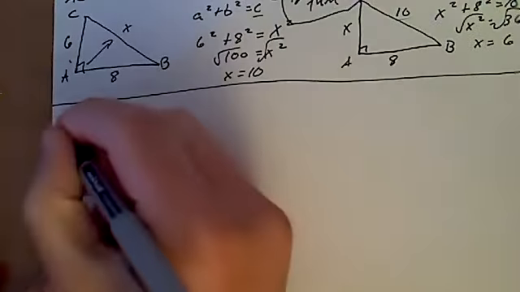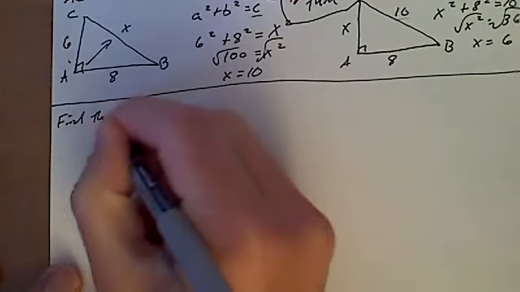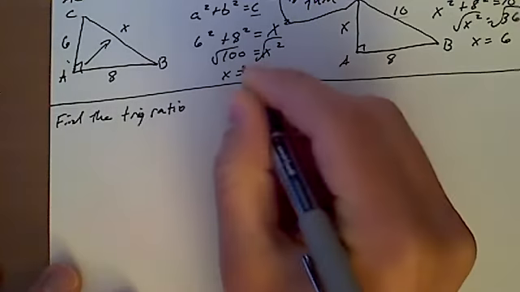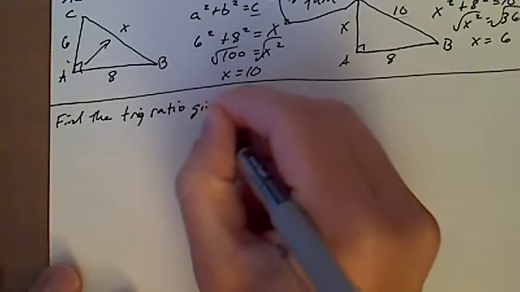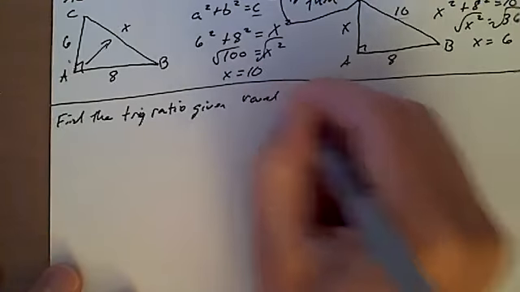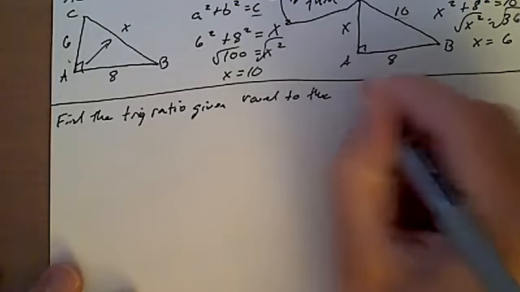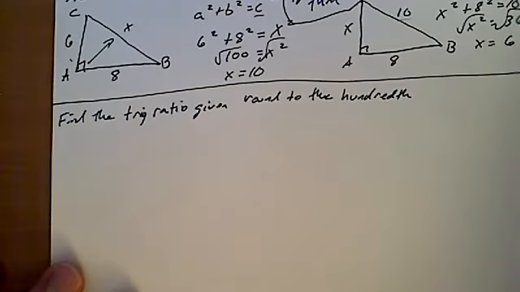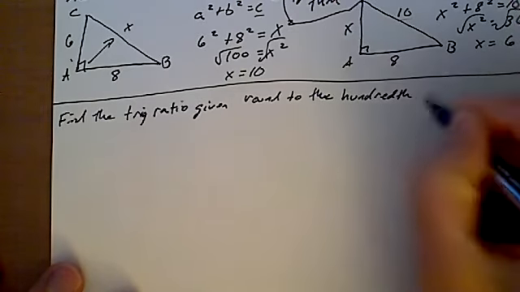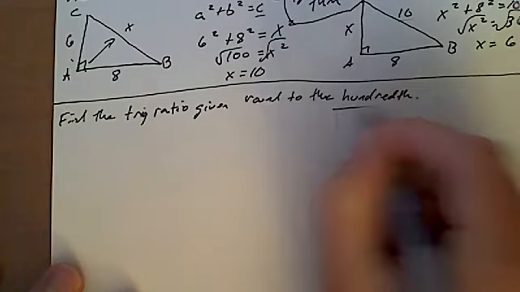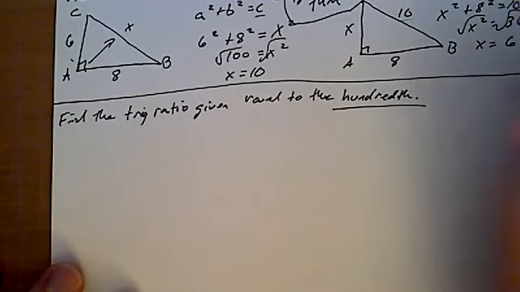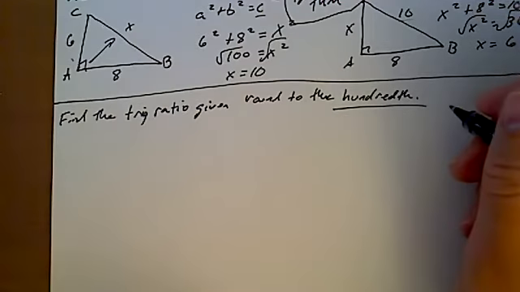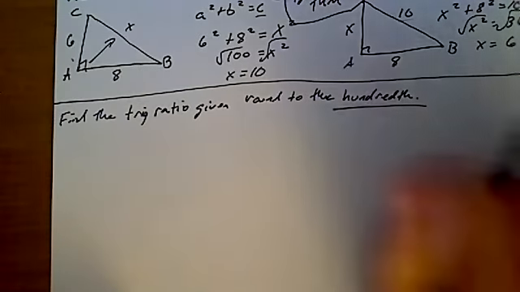All right, next, find the trig ratio given. Round to the 100th. Right. So in the notes for today, I make a comment. Make sure you read the directions. 100th again is 2 points after the decimal. Right. So these ones should be relatively simple.